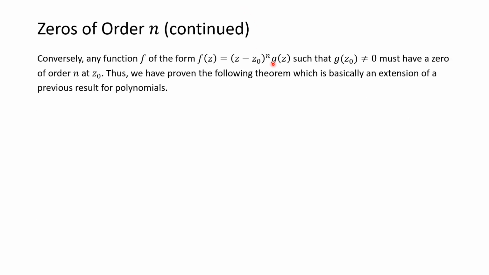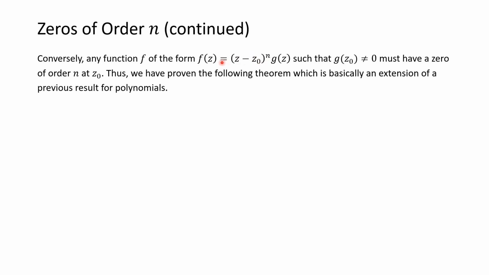The converse of the theorem we proved in the previous slide is true. So if f of z is of this form here, z minus z sub 0 to the nth power times g of z, where g of z sub 0 does not equal 0, then f must have a zero of order n at z sub 0. And the reason for this, I didn't write out all the details, but I'll just explain it in words. If you take the first all the way up to the n minus 1 derivative of f, each term in the derivative is going to have a z minus z sub 0.